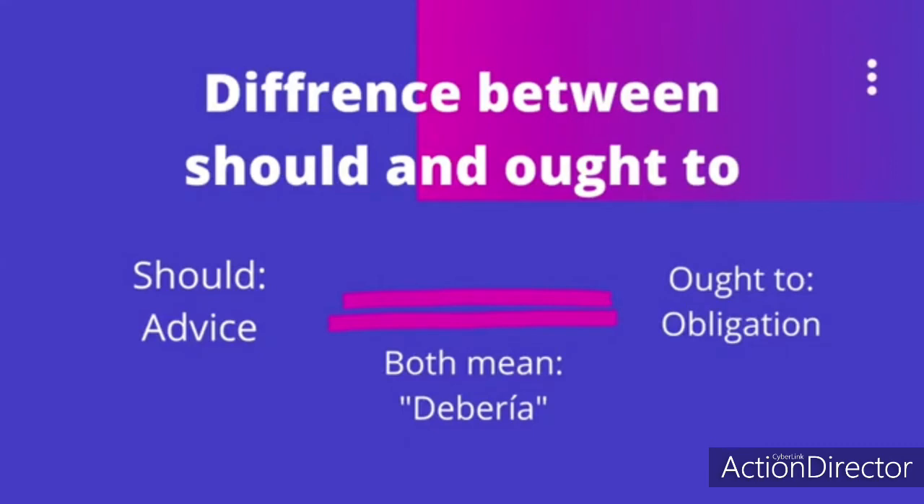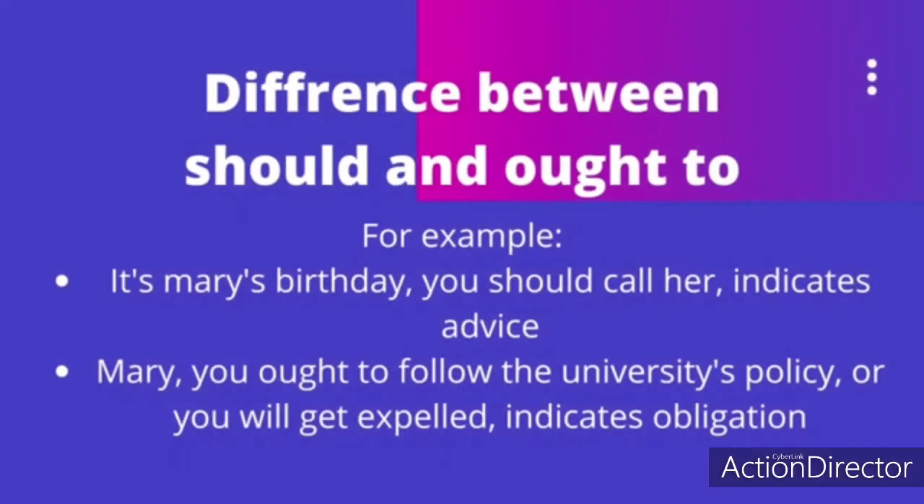Should means advice when we express a suggested opinion, then we will be giving our opinion toward the interlocutor. For example, it's Mary's birthday, you should call her, indicates advice. Ought to means obligation when what we say is true and objective. For example, Mary, you ought to follow the university's policy or you will get expelled, indicates obligation.